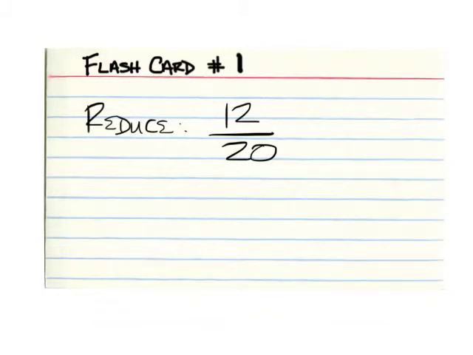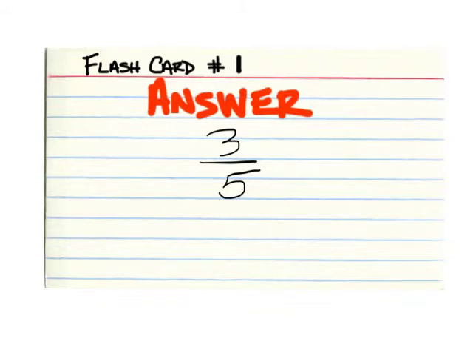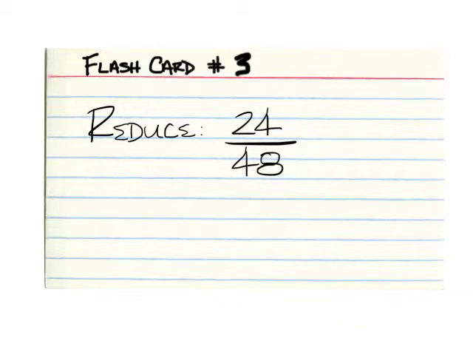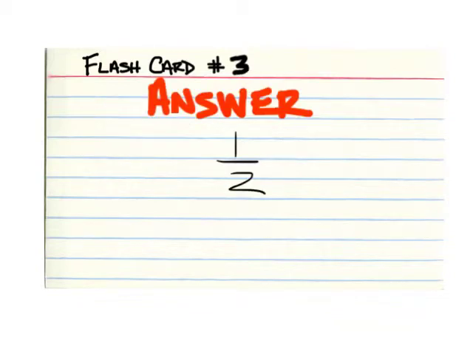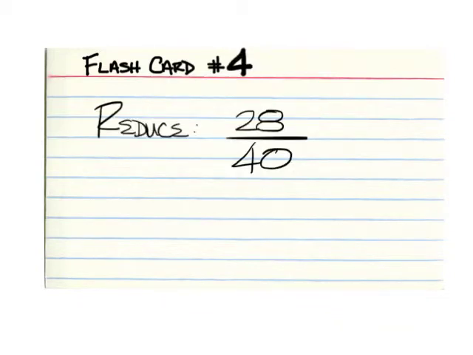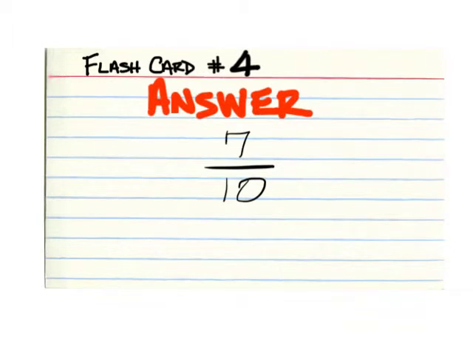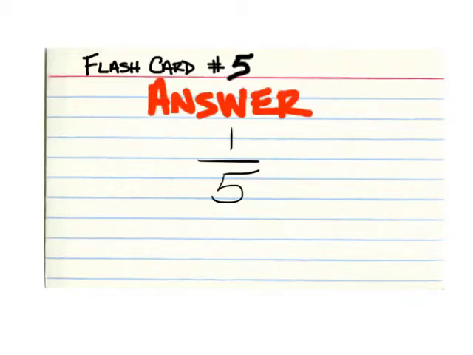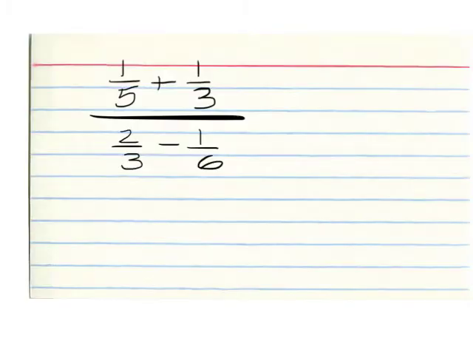But flashcards first. 12 over 20 reduces to what? 3/5. 16 over 24. 6 over 30. Practice 3.